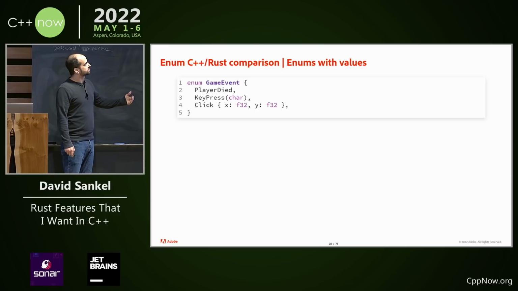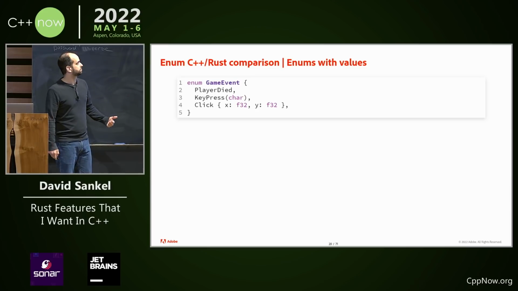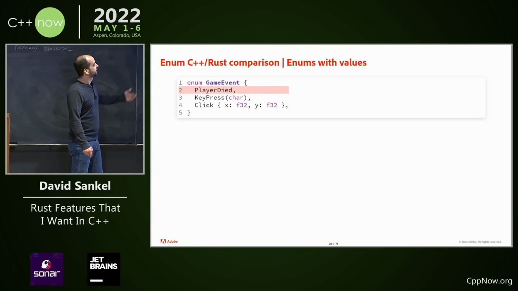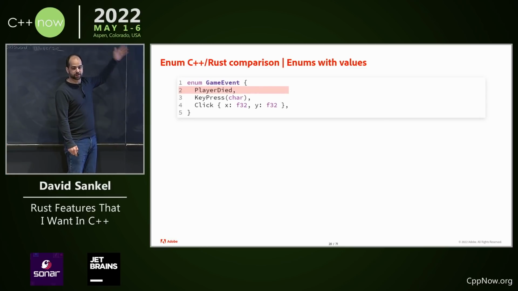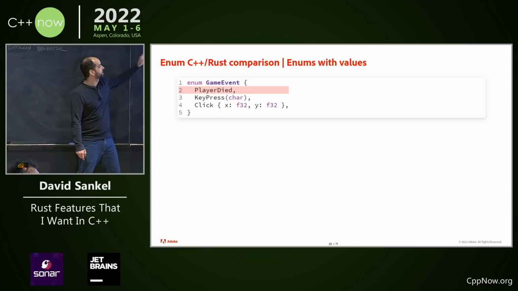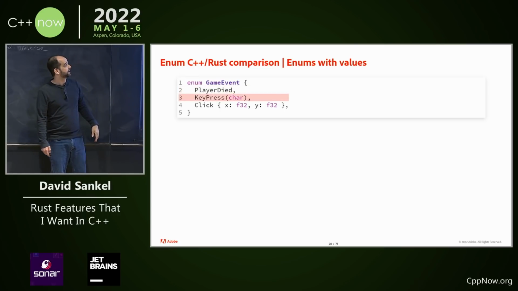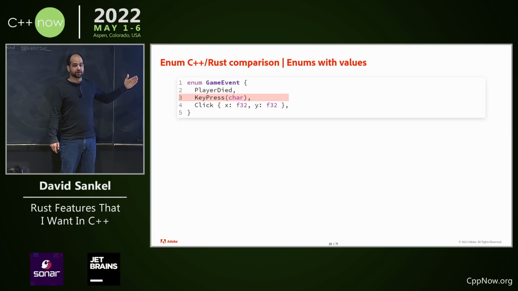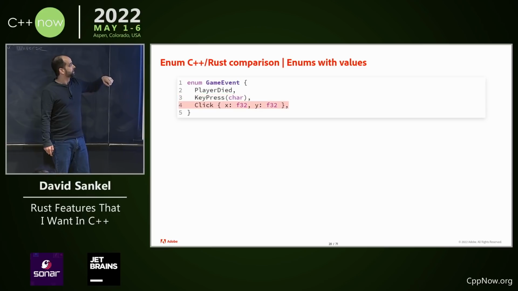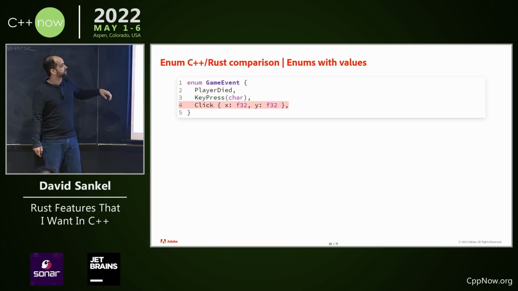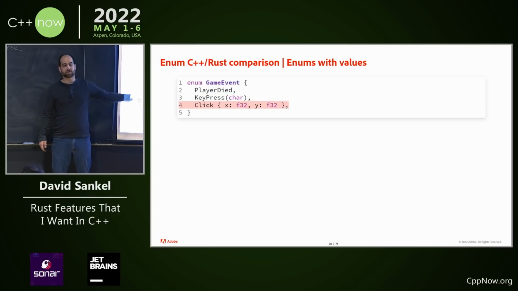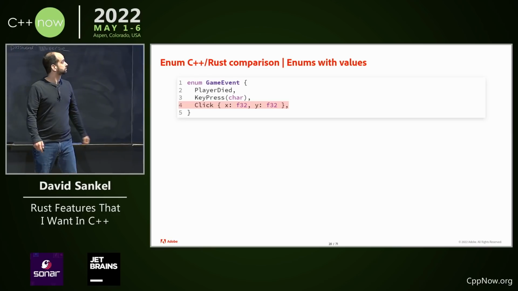enums in Rust can carry values. So they're very similar to variants in C++. So here we have a game event, and here we have player died. Just like the Rust enum on the other screen, this is just a possible alternative that this could be. Then you have key press, but this carries a value with it. This carries a char with it. And then here we have click, which carries two float 32s with it, one called X and one called Y.